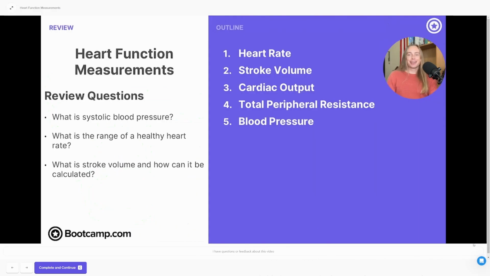Now that we've had our mini quiz, let's go ahead and do a few review questions to see what you learned today. First, what is systolic blood pressure? Second, what is the range of a healthy heart rate? And lastly, what is the stroke volume and how can it be calculated? If you can answer these questions, you're well on your way to success.